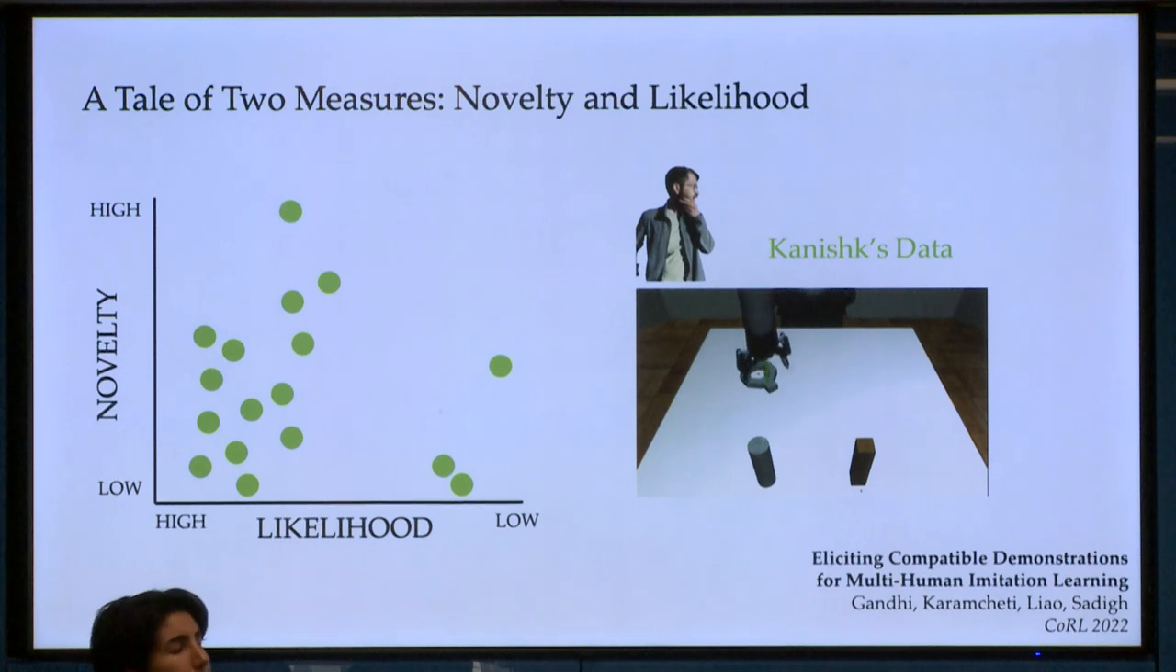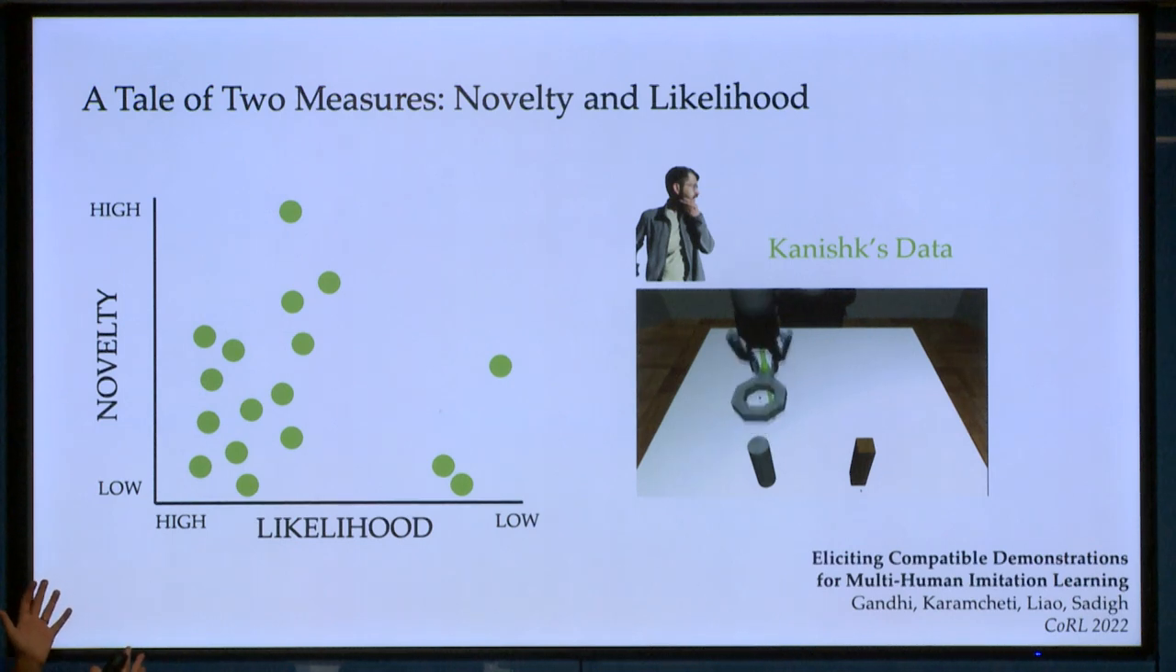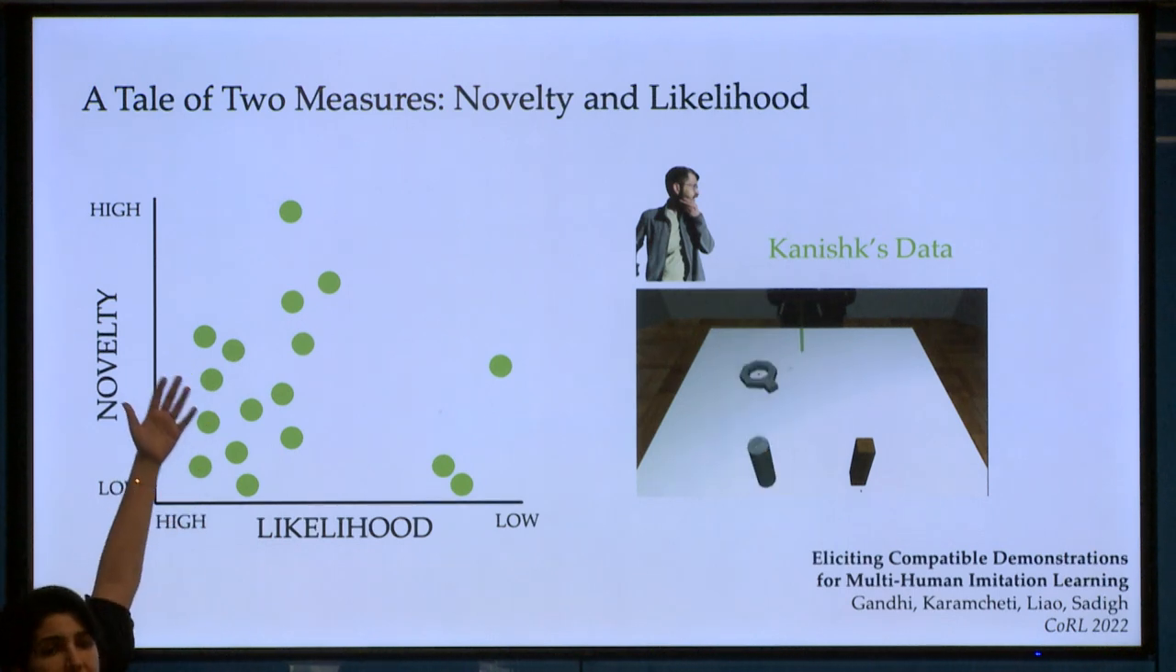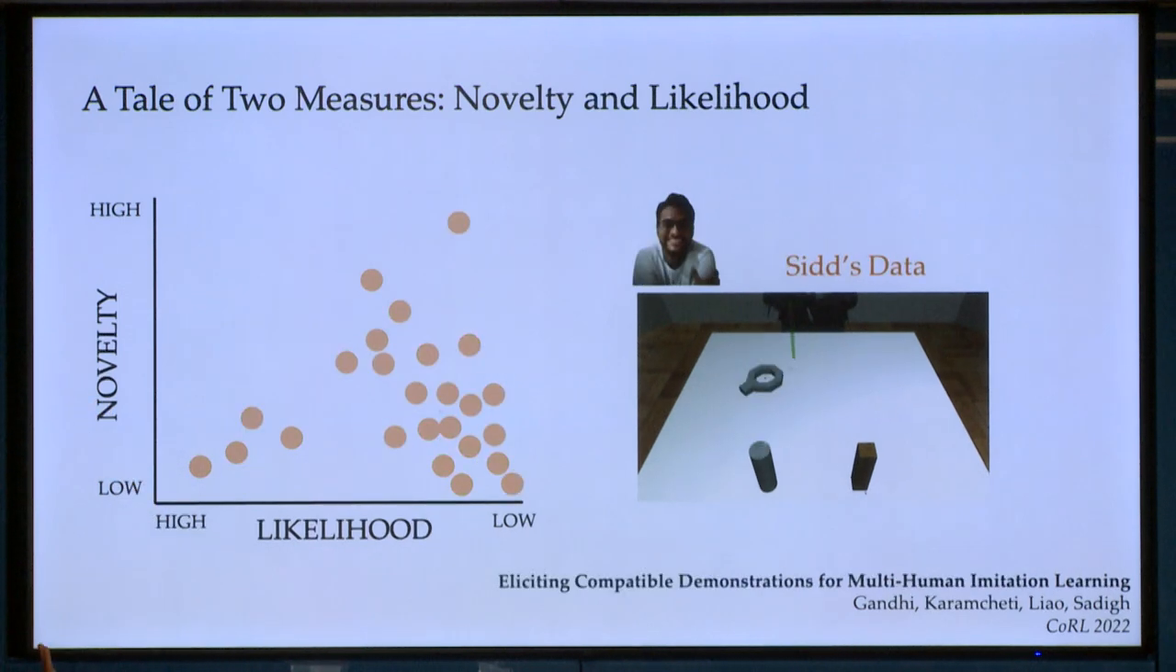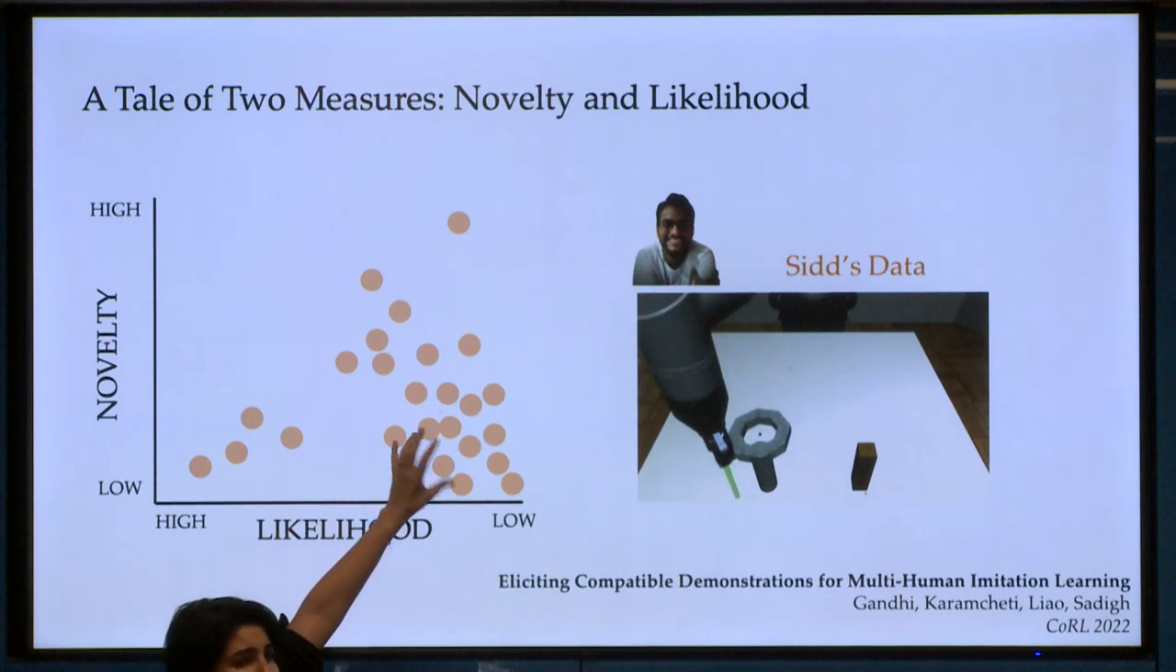If you dig deeper into what is happening here, if you just look at Kanishk's data, if you plot his data points on the axes of novelty and likelihood, he's fairly consistent with how he is providing the data. In terms of likelihood, it's fairly likely compared to his own data. Maybe sometimes he provides novel data, maybe not, but a lot of his data is around this part of the plot. Then when Sid comes along, if you plot his data on the same plot, he ends up providing data that is low in terms of novelty and likelihood.